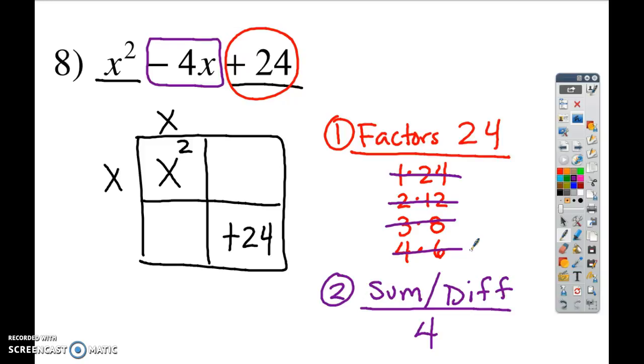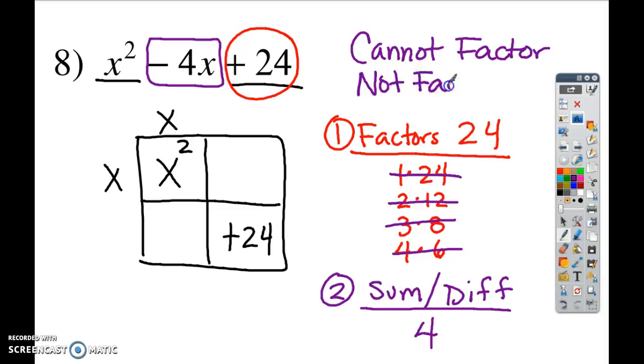So that means this cannot be done, okay? This cannot be factored. This quadratic cannot be factored. So you could have either written cannot factor, or if you actually checked the answers, you would have seen that it's not factorable.